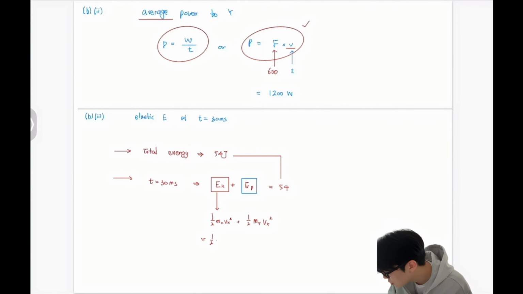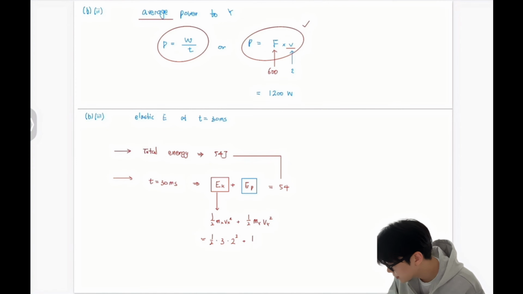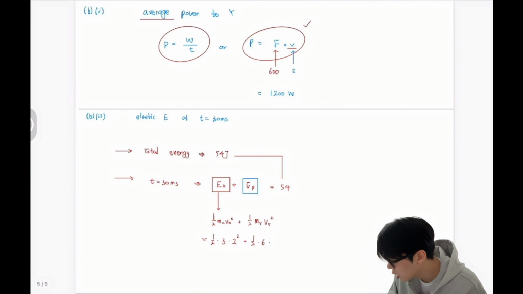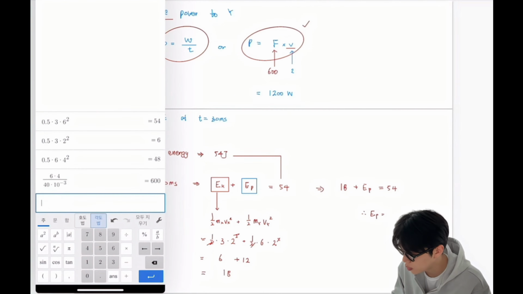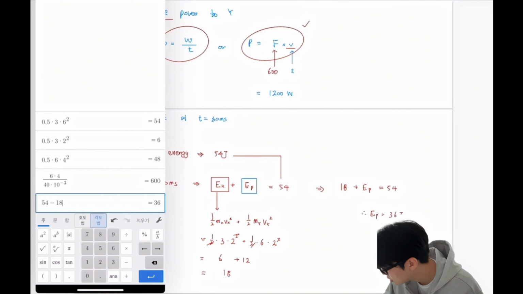Cart X has a mass of 3 kilograms and a velocity of 2 meters per second, and cart Y has 6 kilograms and a velocity of 2 meters per second. So that goes to 6 plus 12, which is 18. Now we can rearrange this equation as 18 plus elastic potential energy is 54. Therefore, elastic potential energy is equal to 54 minus 18, which is 36 joules.